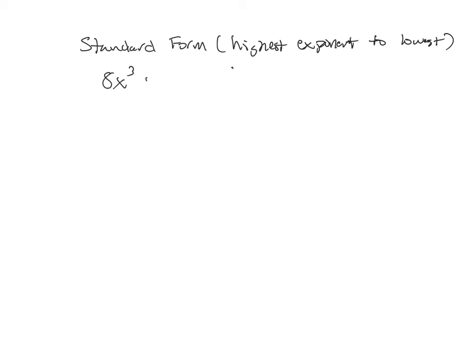So then we also have what's called standard form. Highest exponent to lowest. So an example of standard form could be like 8x to the third plus 2x squared minus 4x plus 10. Okay, so the third is the highest exponent, then it goes 2, then it goes to 1, then it goes to nothing, just a number at the end. It's called a constant. Okay, and it doesn't have to have all of them. So you could have like 5x to the fourth power minus 3x squared plus 4.